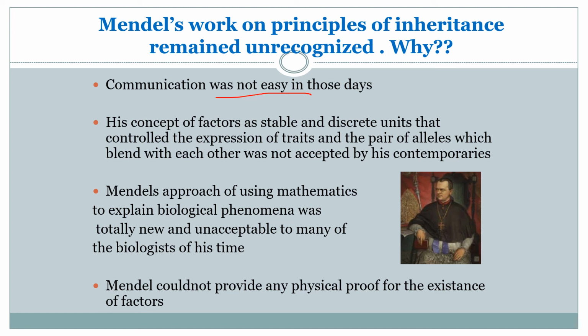And Mendel used a mathematical approach, right? In order to explain the biological phenomenon, he used maths. Genetics is nothing else but mathematical basis. Okay, and this was totally new and unacceptable to many of the biologists of that time. And Mendel could not provide any physical proof for the existence of factors. He could not explain where exactly the factors are and how factors express. Because of these reasons, Mendel's work became unrecognized. Hope you understood. Thank you for listening.